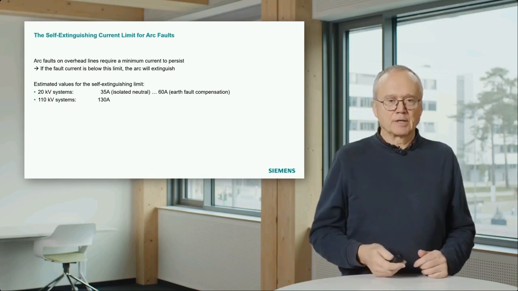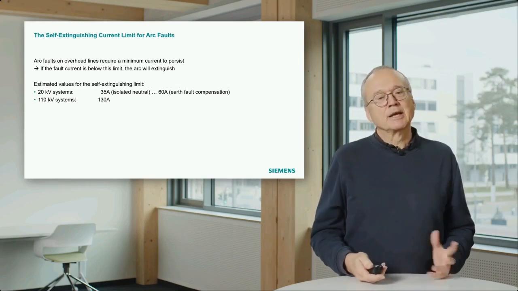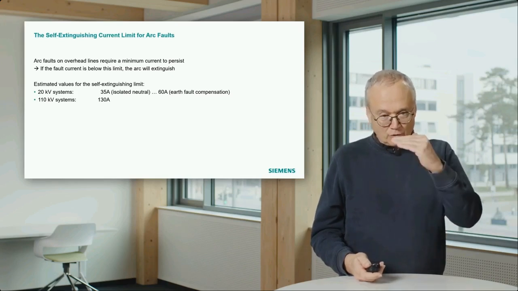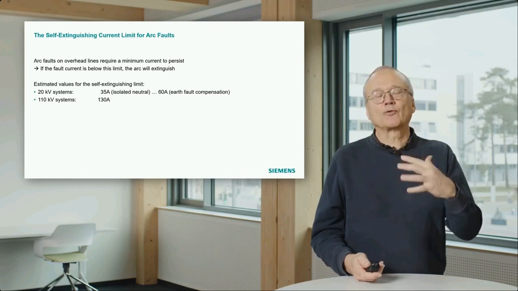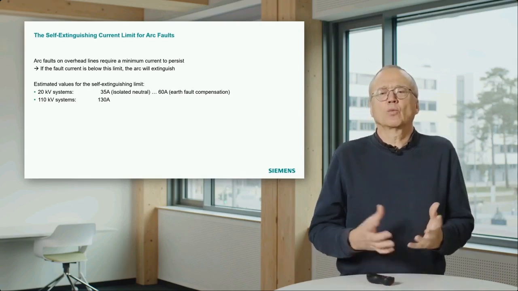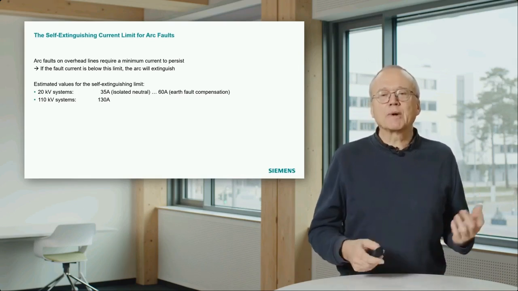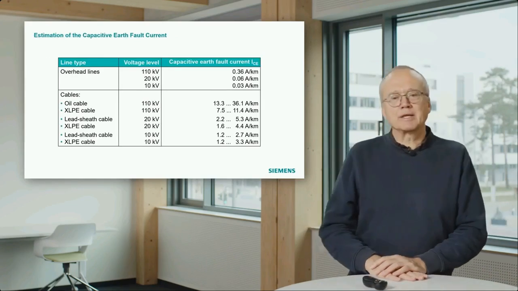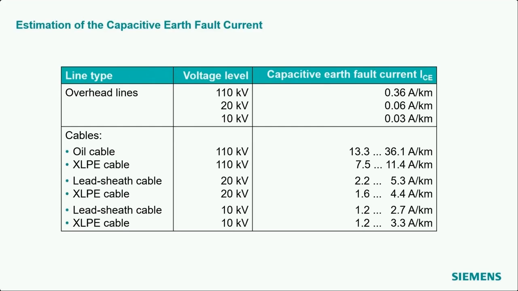That was the self-extinguishing limit. So if you want to remain under this limit, it is of course important to know how much current we get. This table gives you some indication about the current. In the upper part of the table you see, for overhead lines, what currents we get per kilometer.